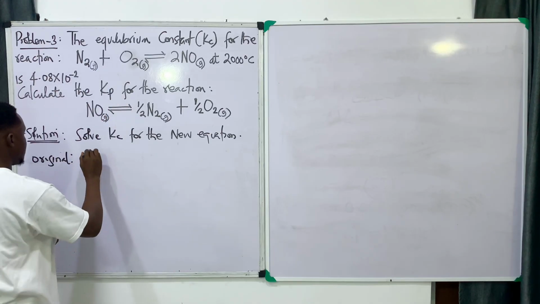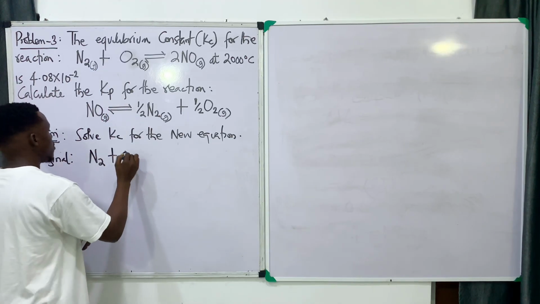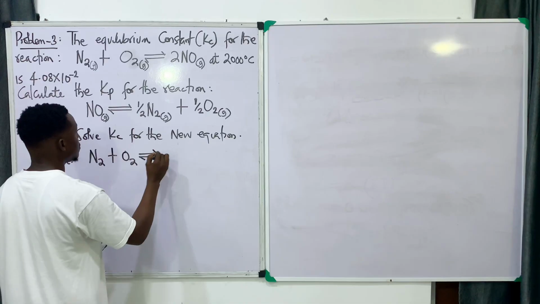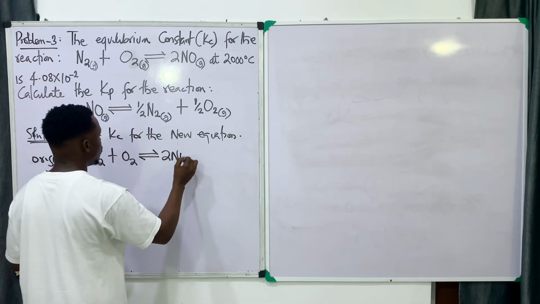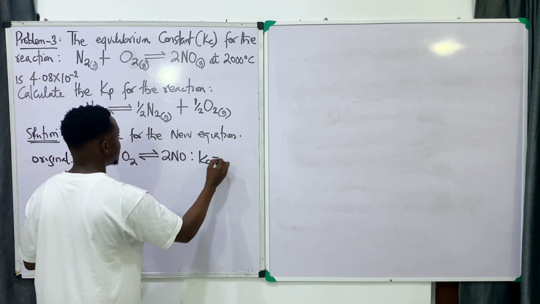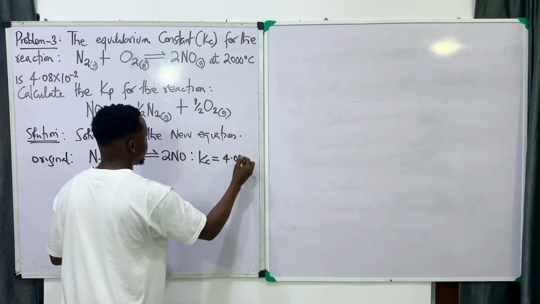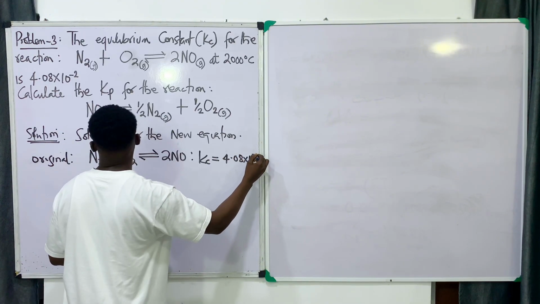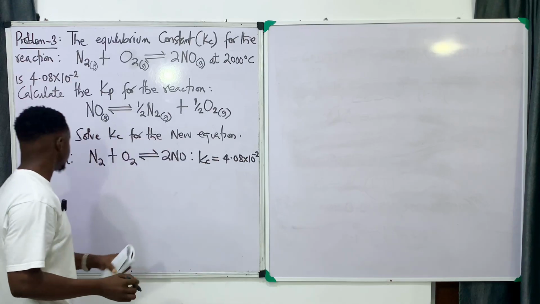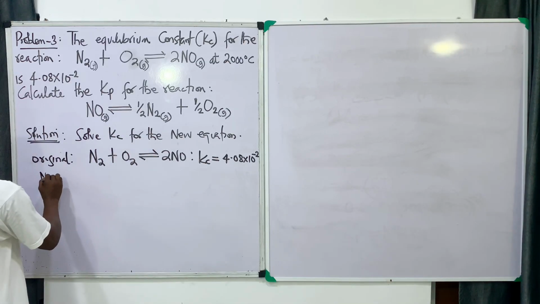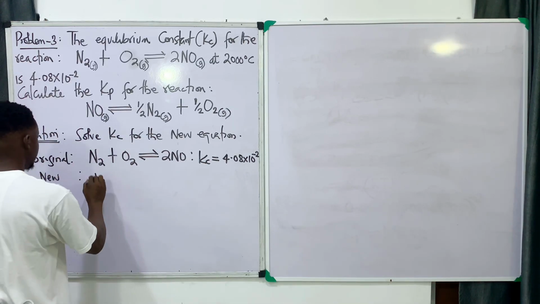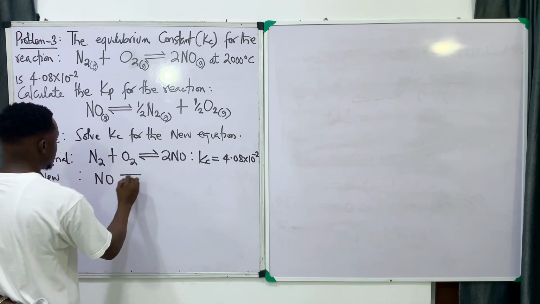Let's call this guy original. N2 plus O2 giving us 2NO. And the Kc of this guy is 4.08 times 10 raised to the power minus 2. And then the new is NO.